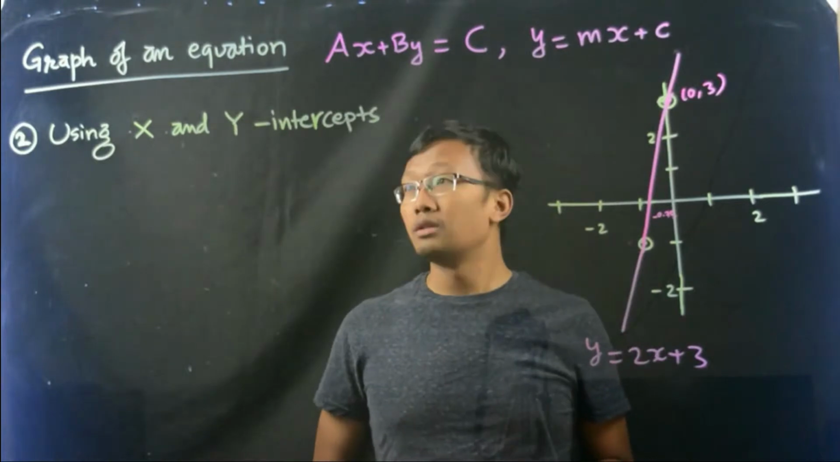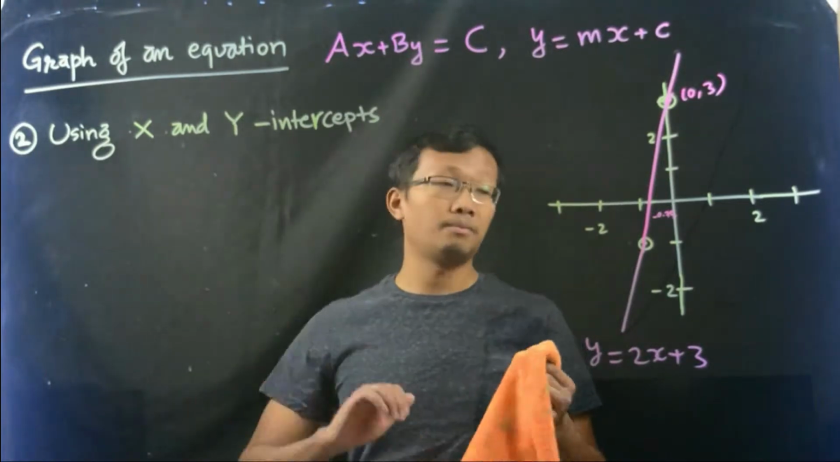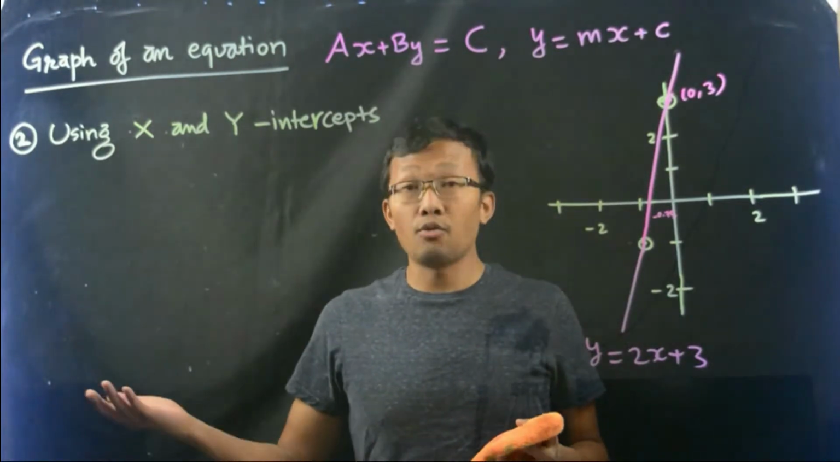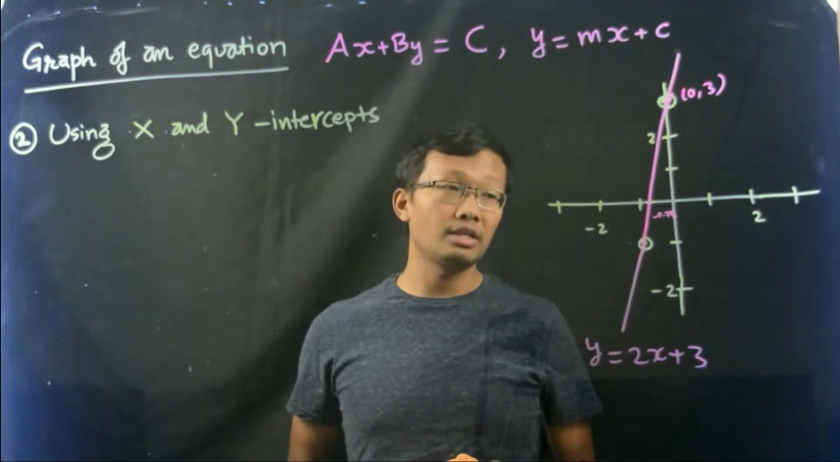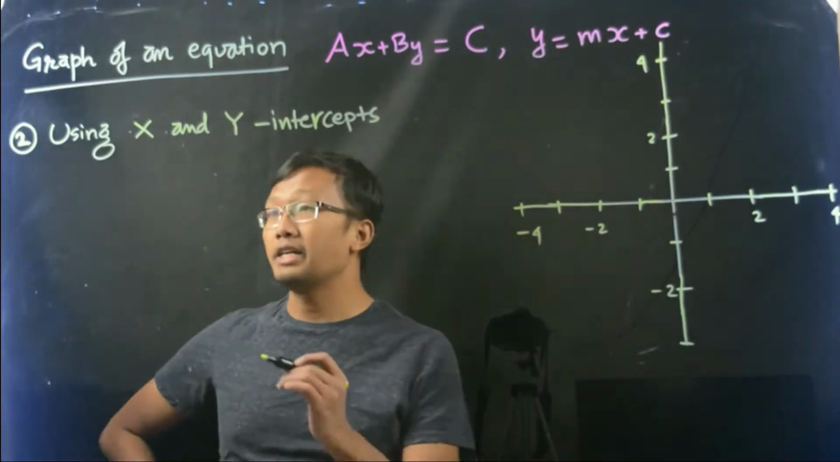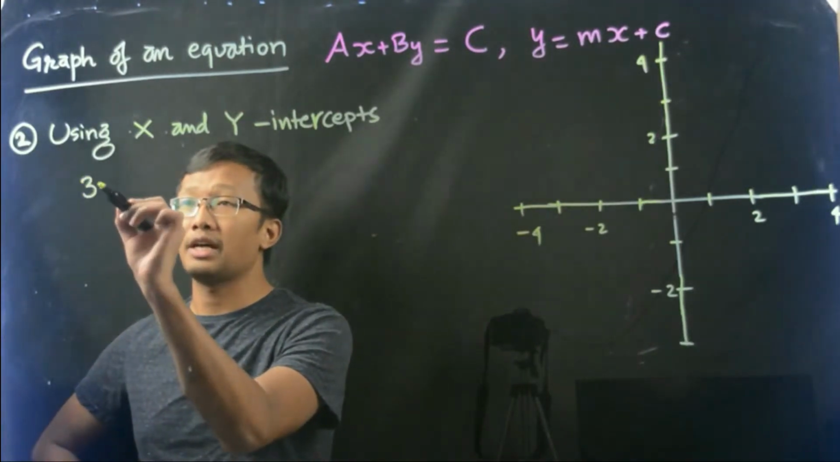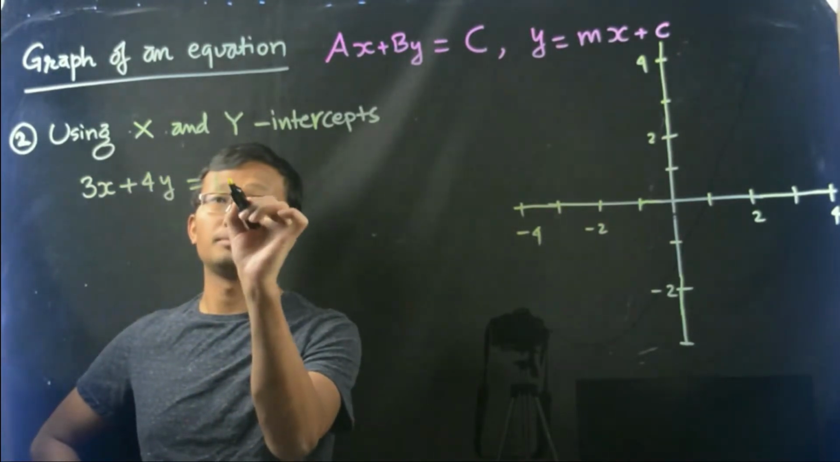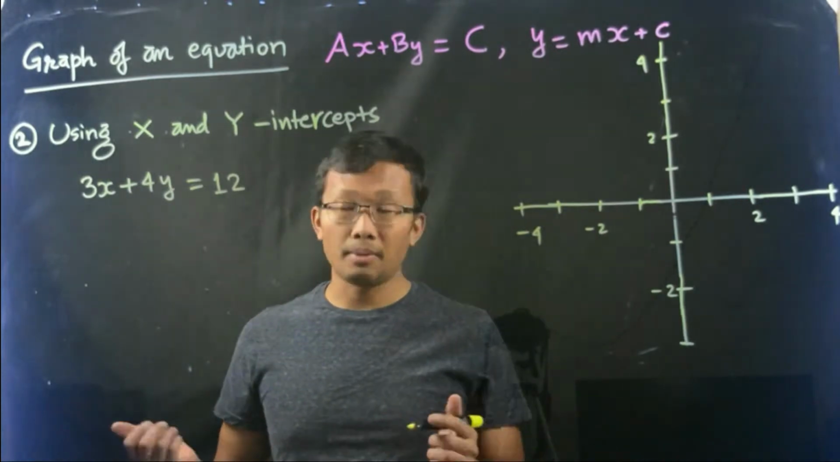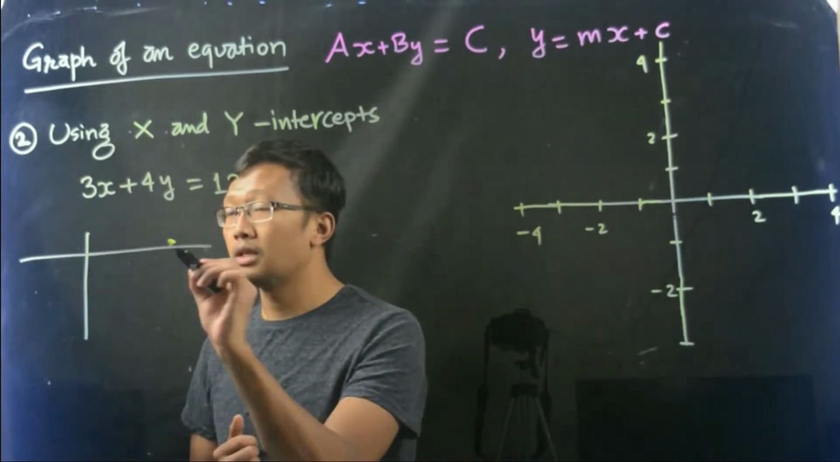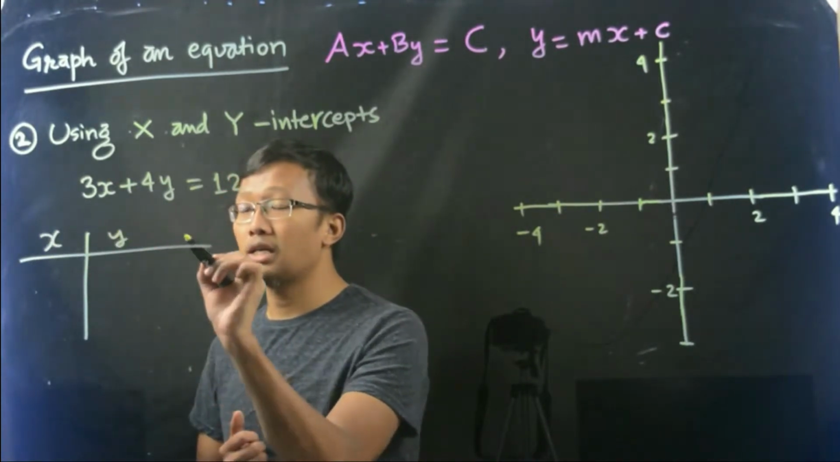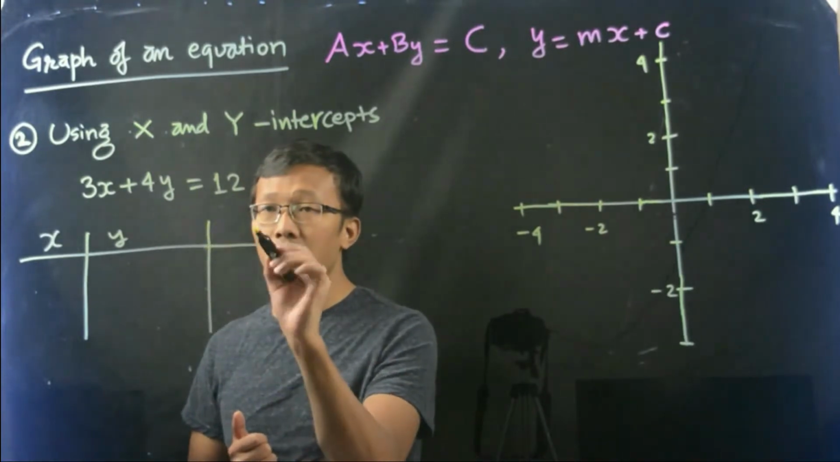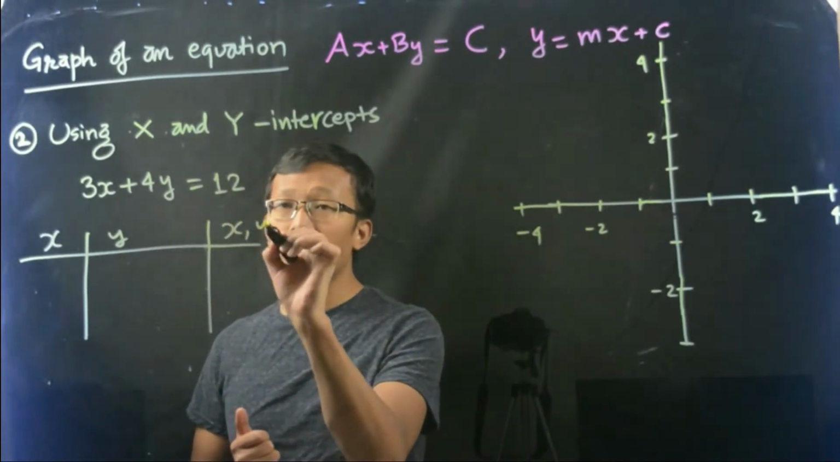Okay, now let's try to see how we can find the x-intercepts and y-intercepts. Let's take the equation of any straight line: 3x plus 4y equals 12. We come up with a table. This is x, this is y, and this is x comma y.